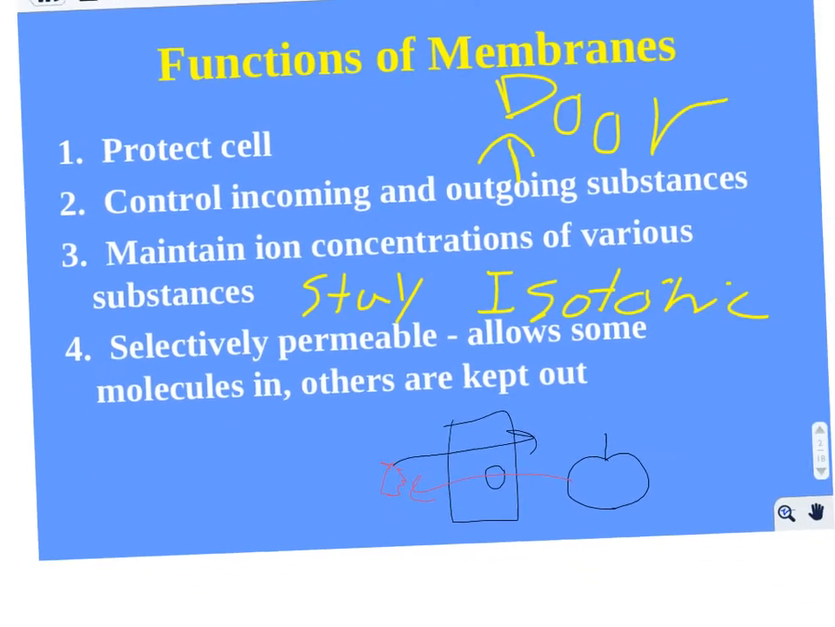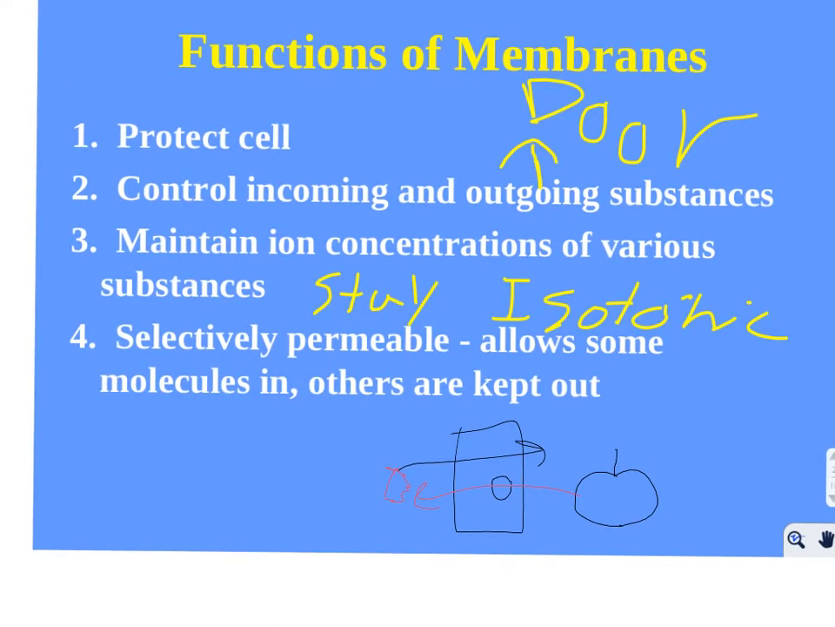It helps maintain ion concentrations of various substances. Typically, you'll need sodium, potassium, calcium, and some other minerals to help control the amount of regulation in your body, and it helps maintain that in numbers. It's also selectively permeable. That allows some molecules in and others out. Essentially, you want to make sure that the food comes into the door and the garbage goes out, and the cell membrane is actually able to differentiate between the two.